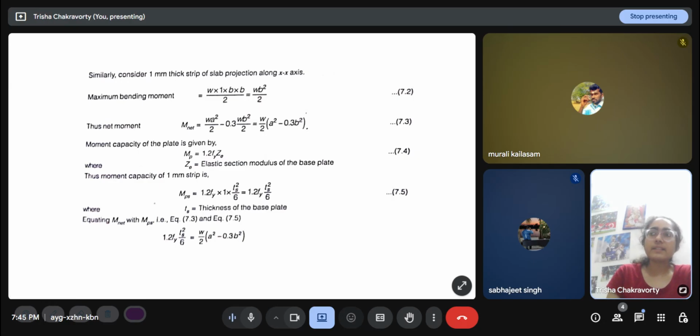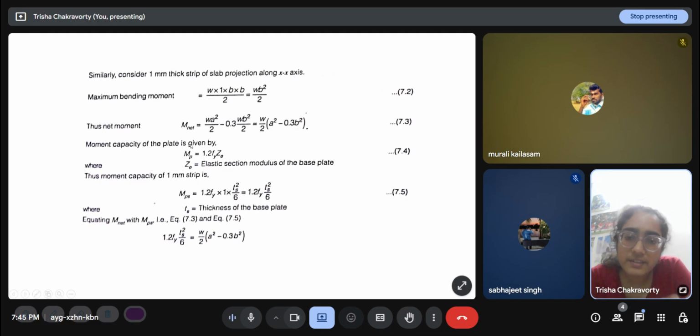The epsilon xx is like sigma xx by E minus nu into sigma yy by E, that kind of thing. It's due to the confinement in both. It has some solid mechanics or elasticity theory behind it, but this is a formula you can remember.